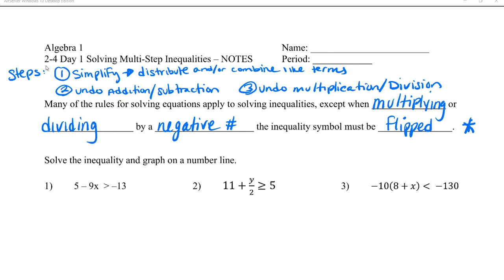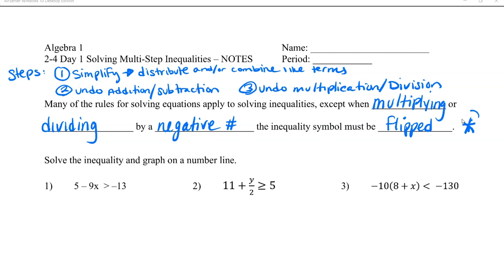Okay, so let's start over. These are the 2-4 notes on solving multi-step inequalities. We do jump from one step with multiplication division to multi-step because many of the rules for solving equations apply to solving inequalities. Except when multiplying or dividing by a negative number, the inequality symbol must be flipped.